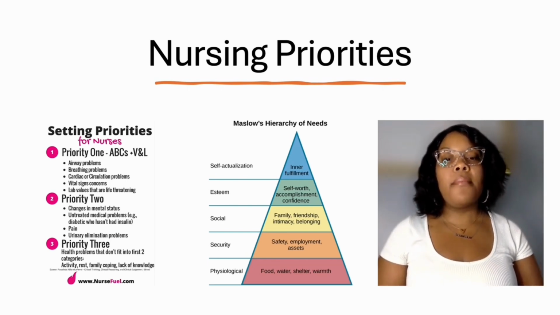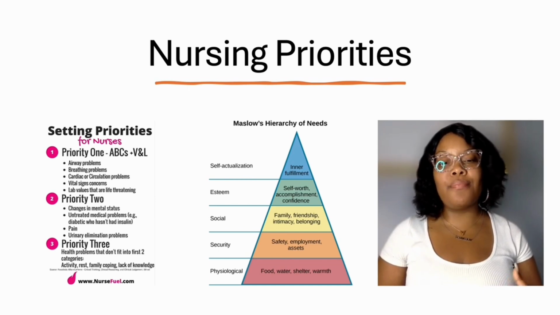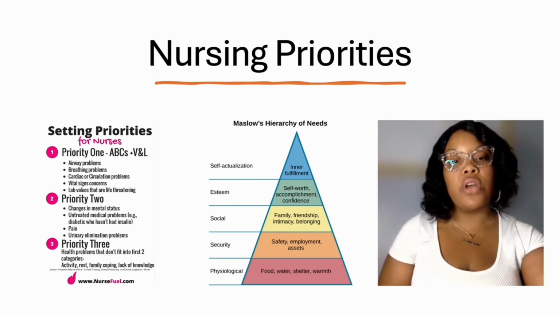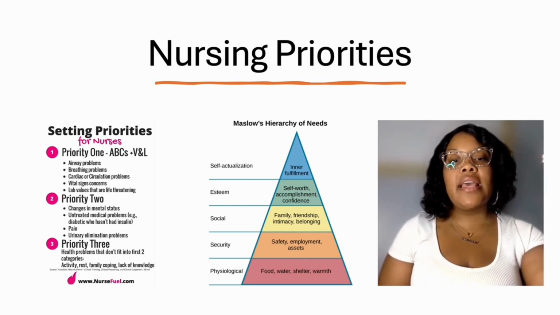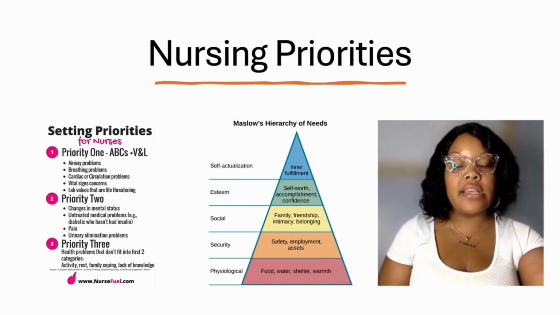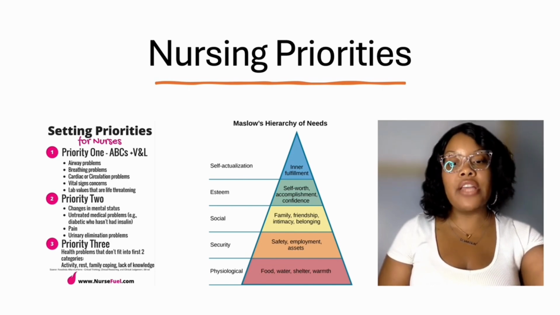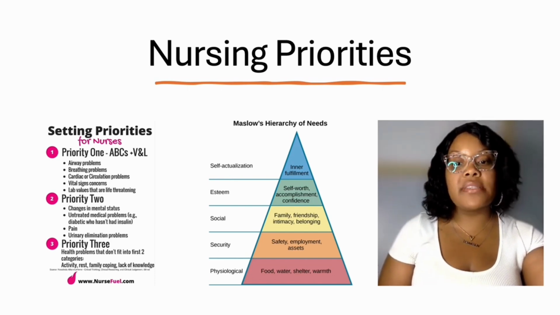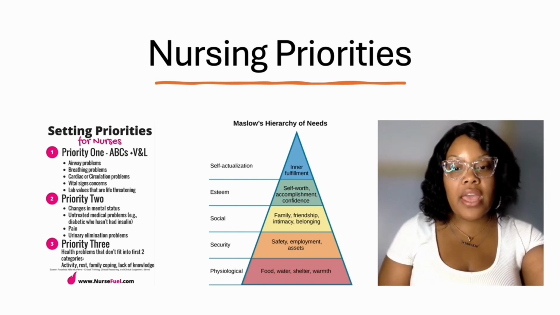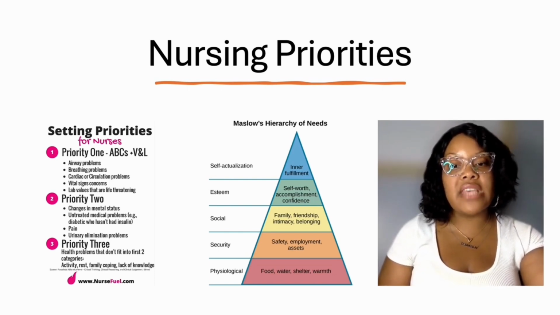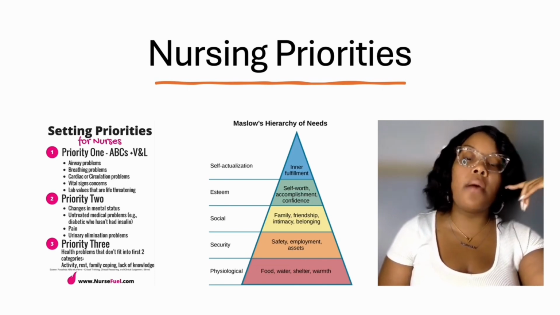All right, so other priorities are changes in mental status, untreated medical problems, pain, urinary elimination problems, all those things. The biggest thing I want you to understand is that after you have dealt with airway, breathing, and circulation issues, vital signs, and lab values, we can then move on to Maslow's hierarchy of needs. I have that on the screen. As you can see, you want to start with the bottom row, where there's your physiological needs, food, water, and those types of things, and then you move up to safety and all those things. So you would just go up the ladder.